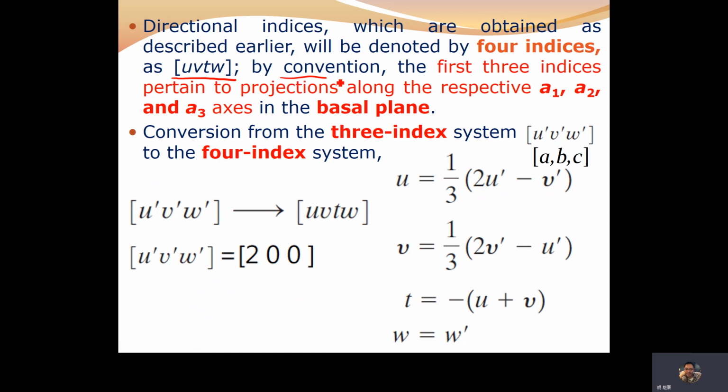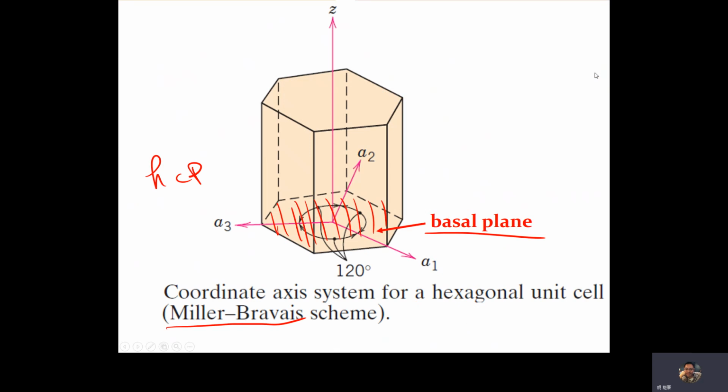By convention, the first 3 indices that we mentioned earlier can be converted to the 4 indices. By convention, the first 3 indices pertain to projections along the respective a1, a2, a3 axes in the basal plane. So what are a1, a2, and a3 right here? You see a1, a2, a3. And the 4th index is the Z-axis right here.